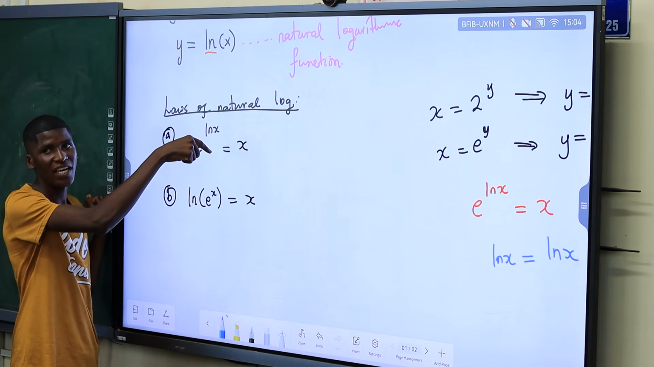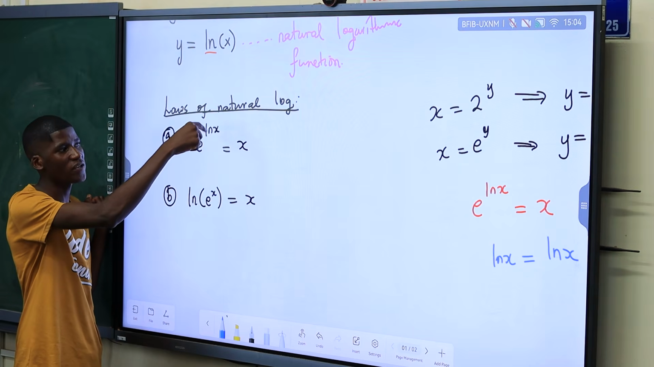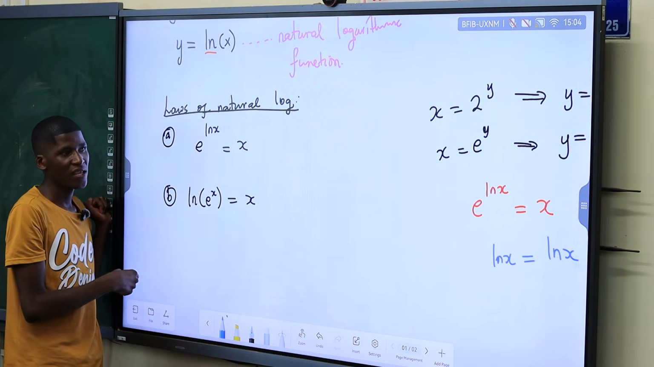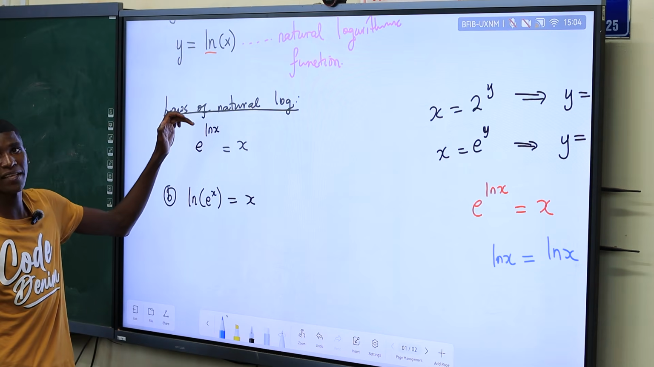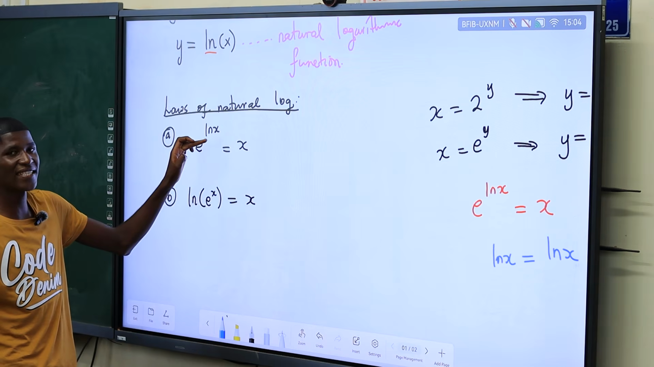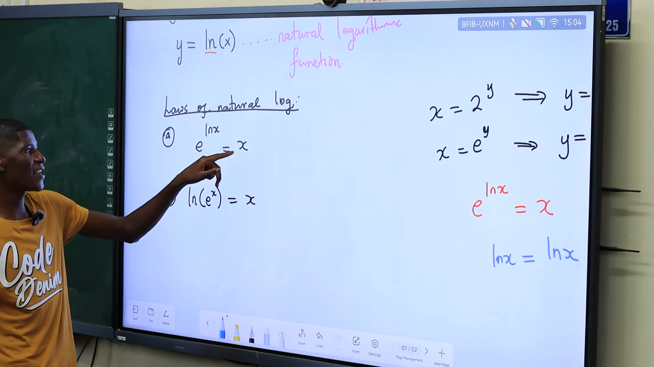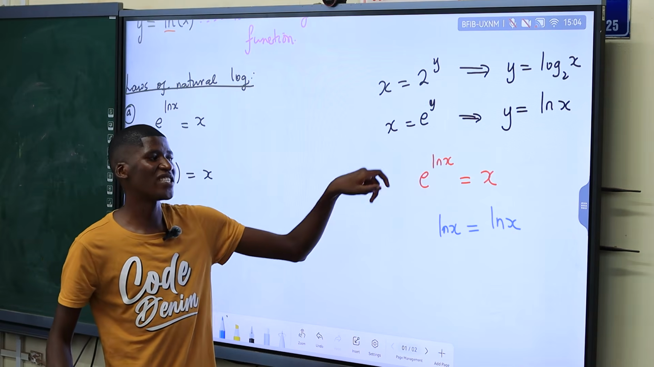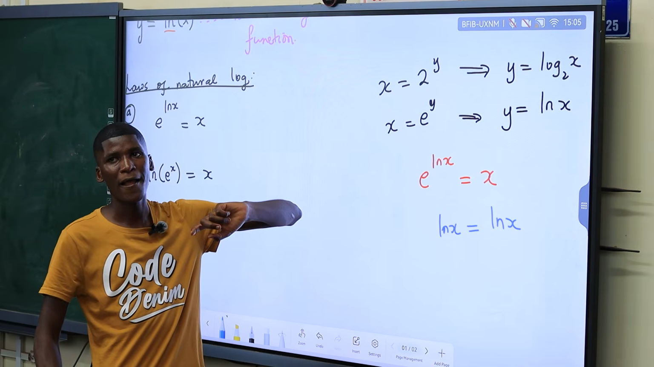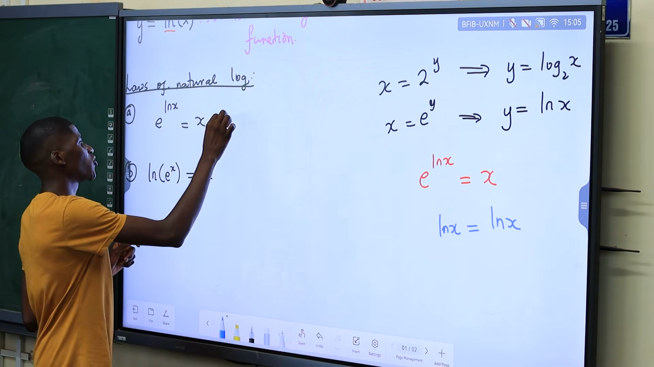you are able to cancel them out and just drop down x here. If you have got e raised to the power of ln, you are able to cancel them out. e and ln can cancel out, and then you remain with x. Here we just proved that this is true. This equation is correct, but this is a law that you should know about.